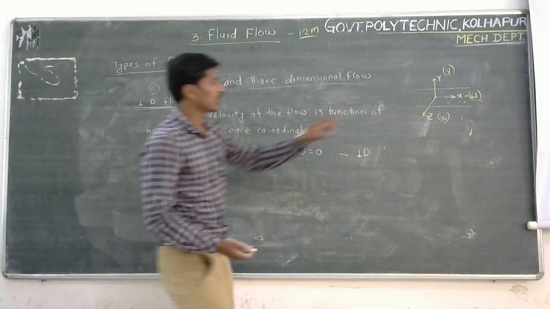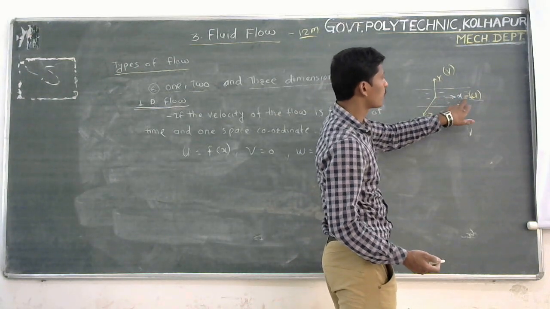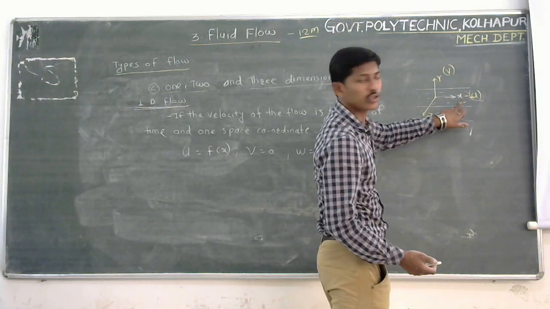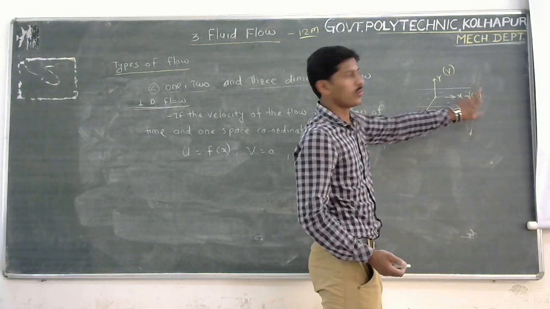If we consider the three space coordinates x, y, z, and the velocity is a function of one space coordinate only, and function of time, then it is called as one-dimensional.